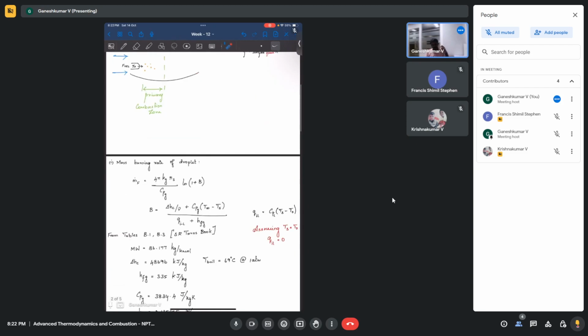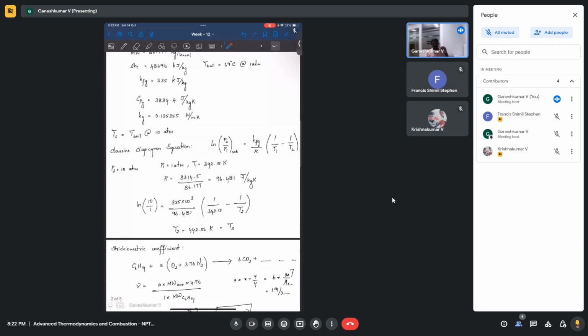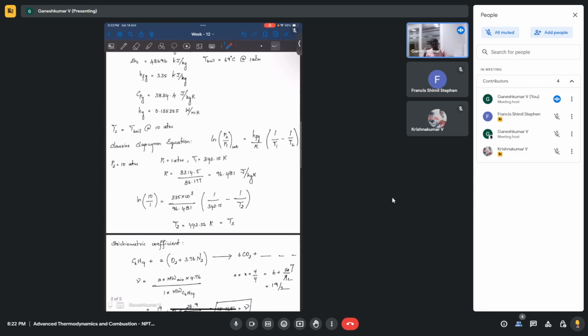So what we did was we used the Clausius-Clapeyron equation in order to get the saturation temperature at higher pressure. For one pressure we know hfg and the boiling temperature of the fuel, which we got from the tables, and we use this equation to get the boiling temperature at 10 atmosphere, and that is going to be the temperature of the droplet. That is why we name it TS.